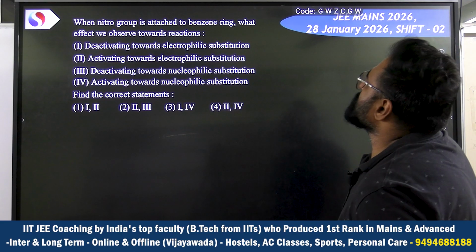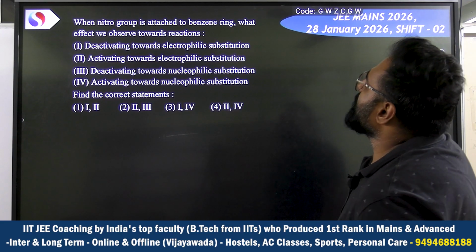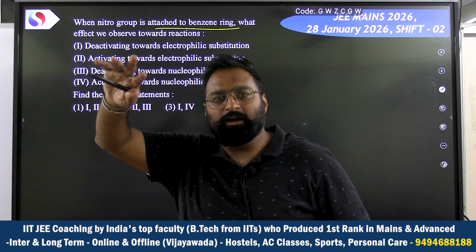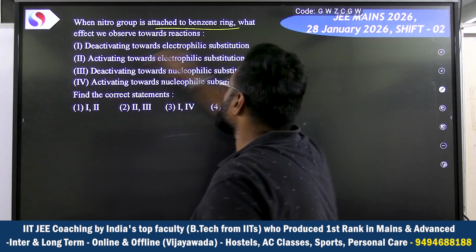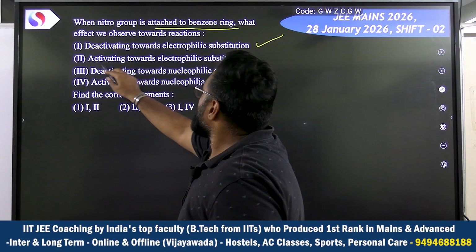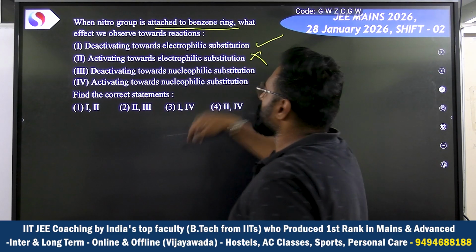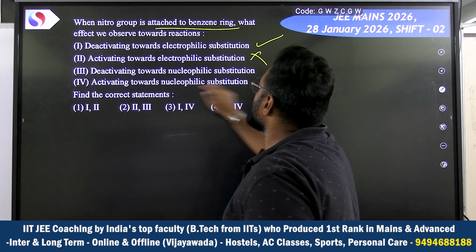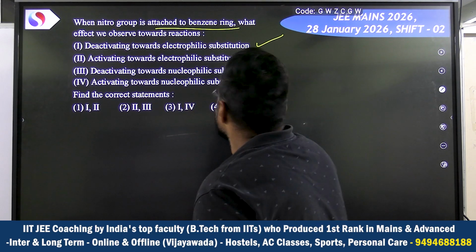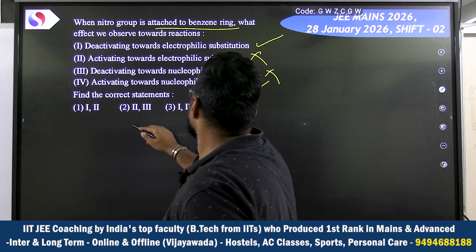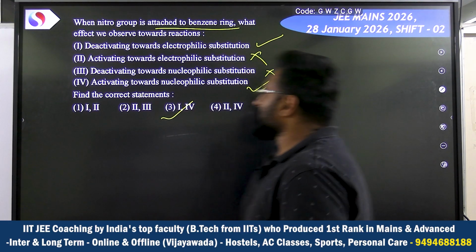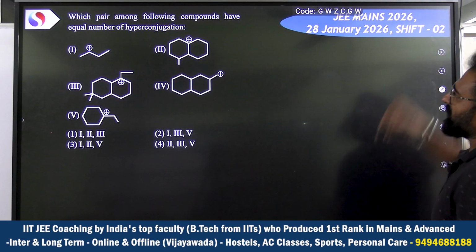When a nitro group is attached to a benzene ring, what effect do we observe? The nitro group is a deactivating group for electrophilic substitution. So deactivating group towards electrophilic substitution, correct. Activating group towards electrophilic substitution, wrong. Deactivating towards electrophilic substitution, wrong. Activating towards nucleophilic substitution, yes. So the correct answer is first and fourth, option number 3. Simple question.